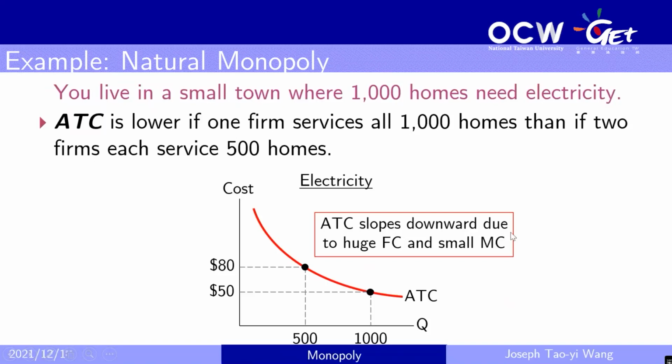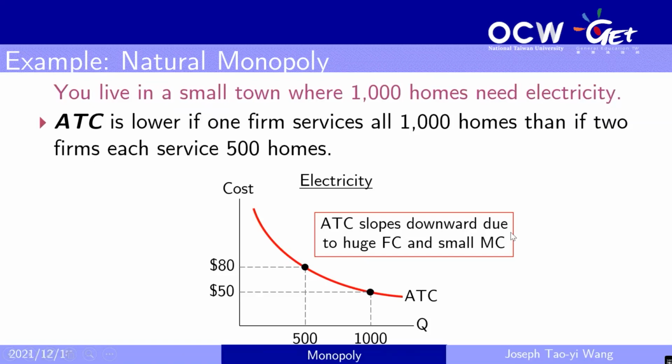And so this need not mean that you would result in one company. Natural monopoly is not really monopoly. It's really about the cost structure, about economies of scale. But it is, in some sense, a barrier to entry in the following sense.